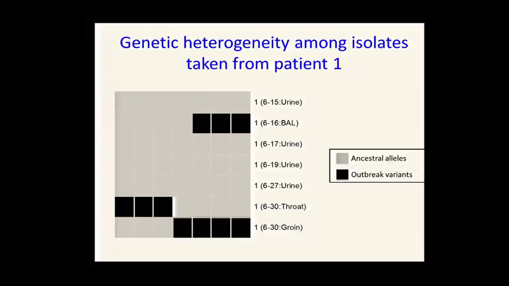Sequence nucleotide variants that she had in the throat. The urine was all the ancestral allele. The groin and the lung shared 4 different SNPs, and these are spread out through the chromosome. So if you imagine that circle, there would be 4 little points where they would be different, and the throat would have 3 different points.